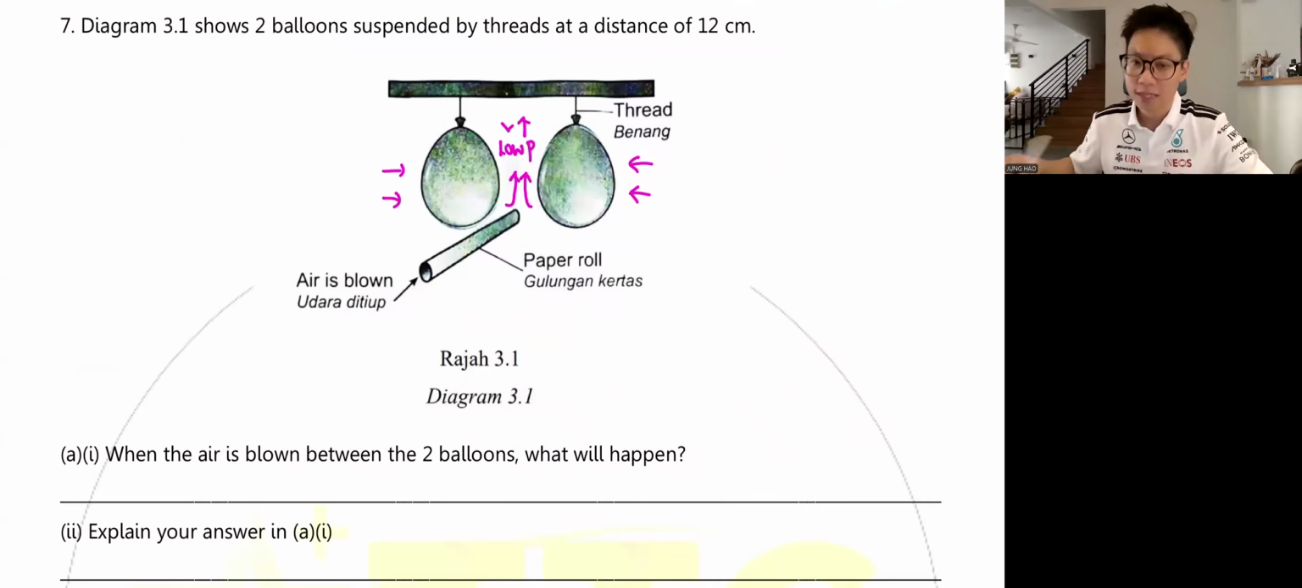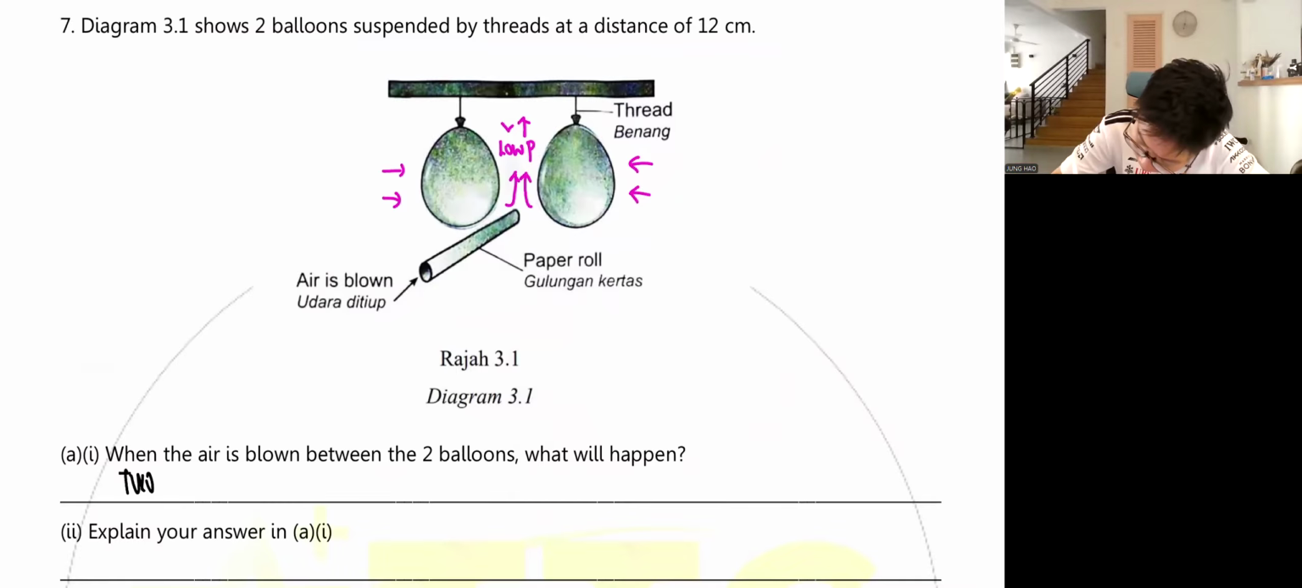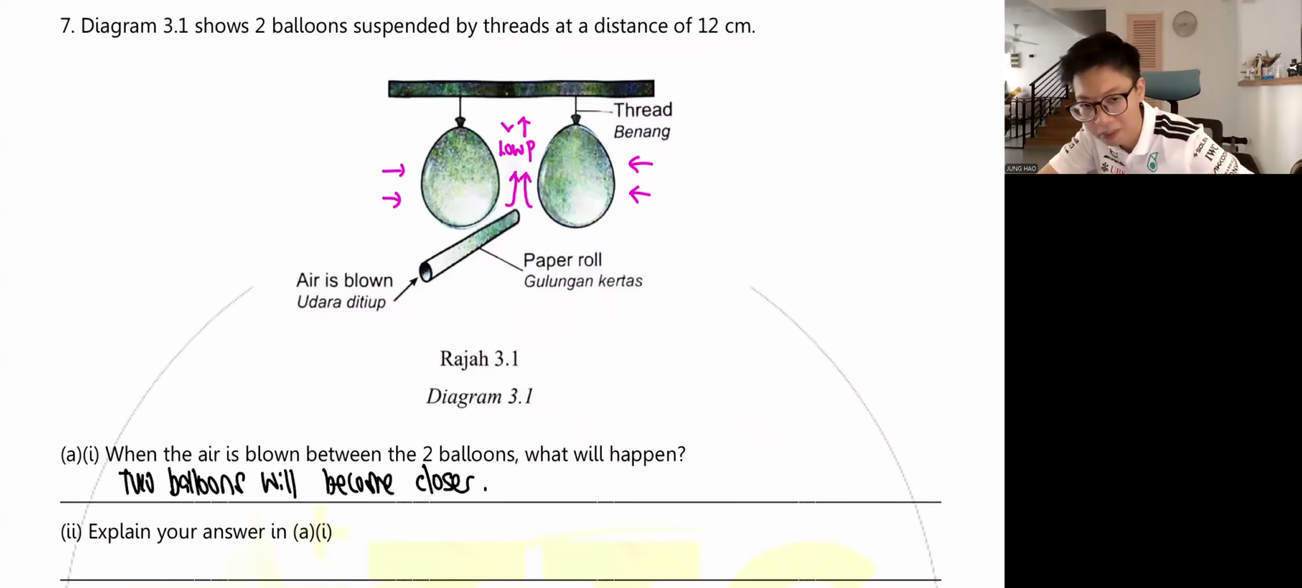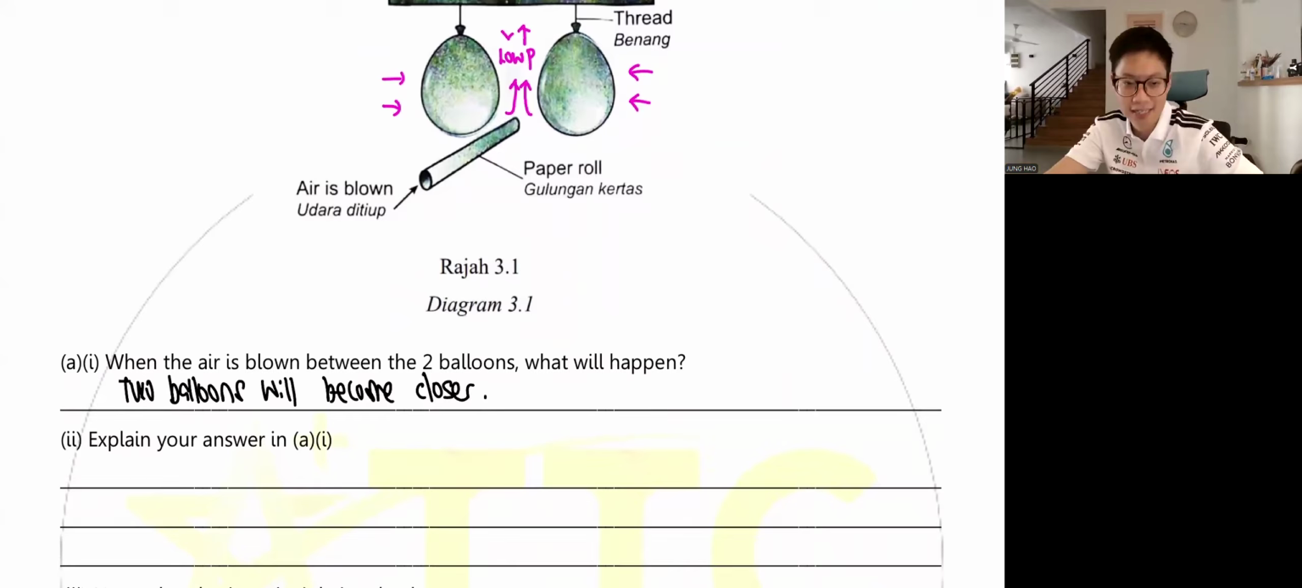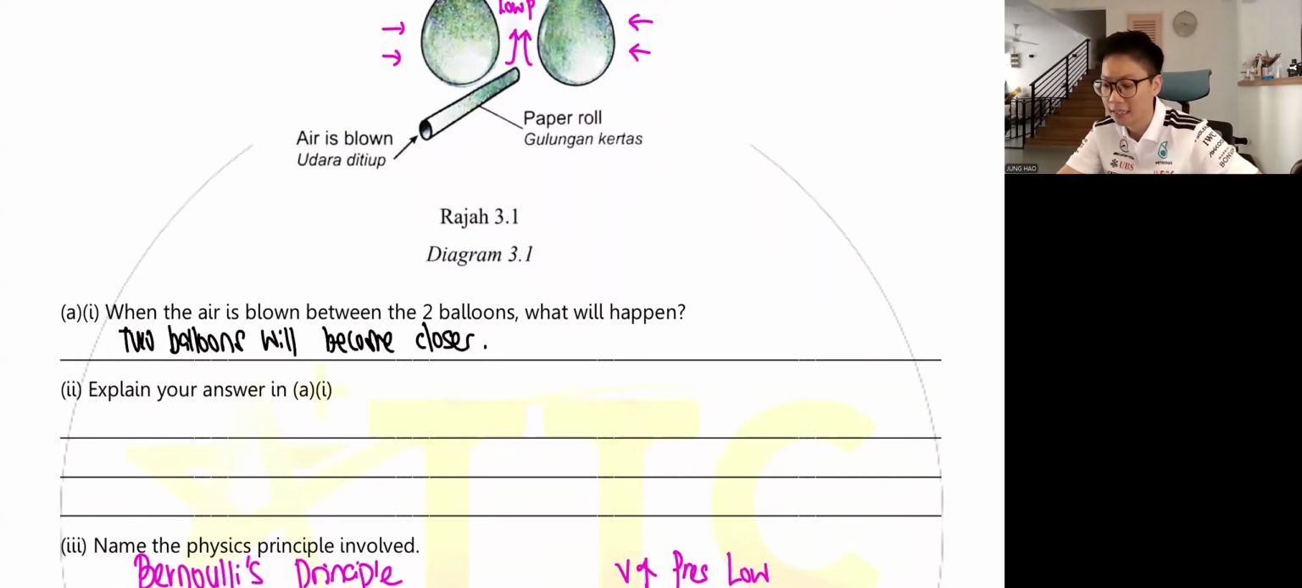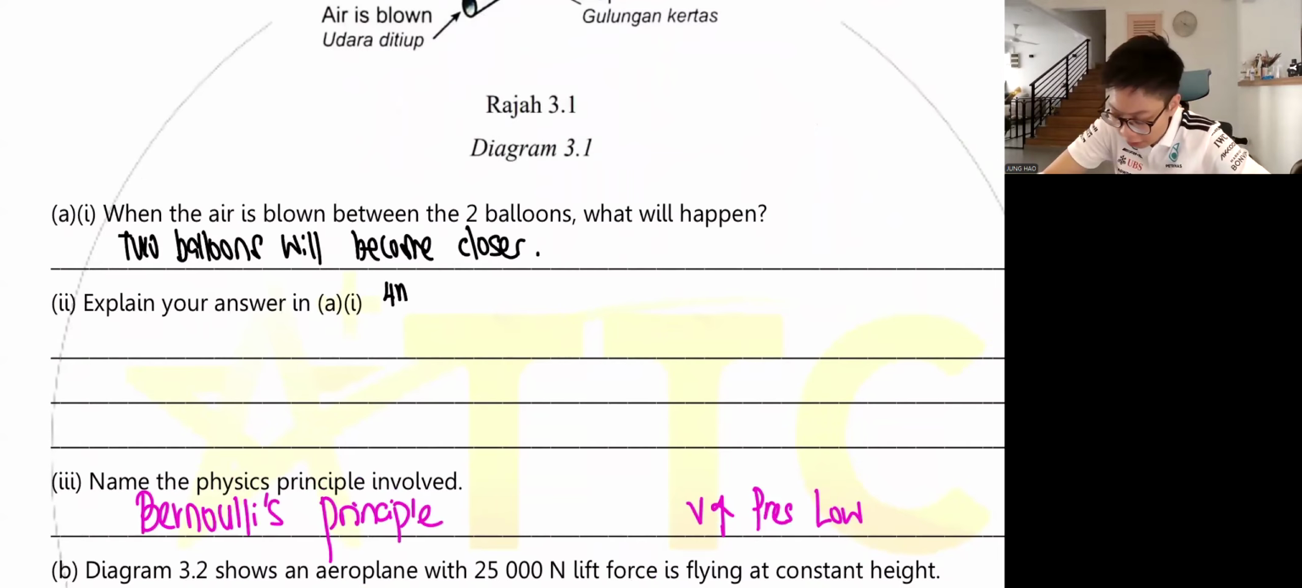So you will say that the two balloons will come closer. Explain your answer. Since there are only 3 lines here, this is a 3 marks question, but let's expand it until it becomes 4 marks.